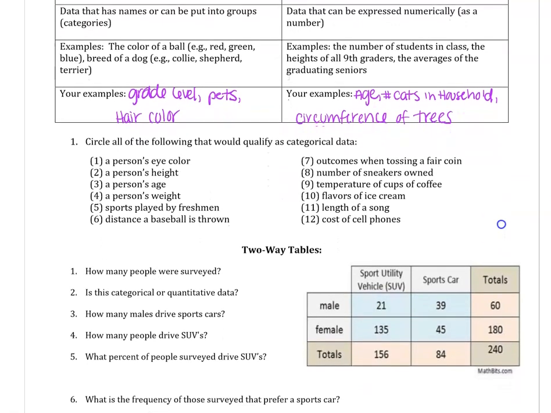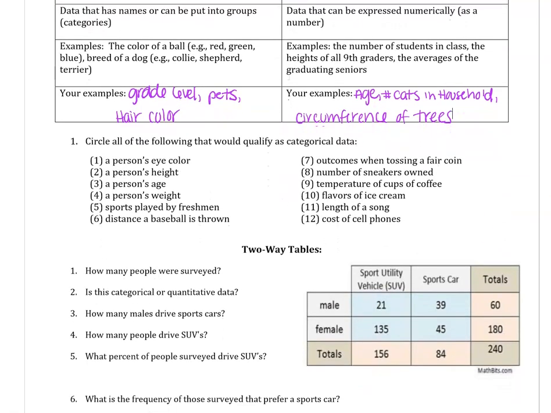Okay, take a second, pause the video, and see if you can determine which of the following is categorical, so fits nicely into a category. Ready, set, go. And these are the answers. One that sometimes gets people is number 7, outcomes when tossing a fair coin. It's success versus failure. This is where we're looking at heads versus tails for the outcome. So the coin was either a head or it was a tail.